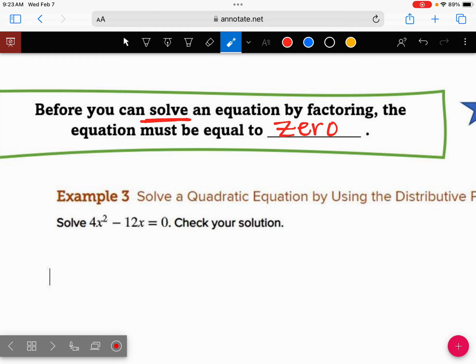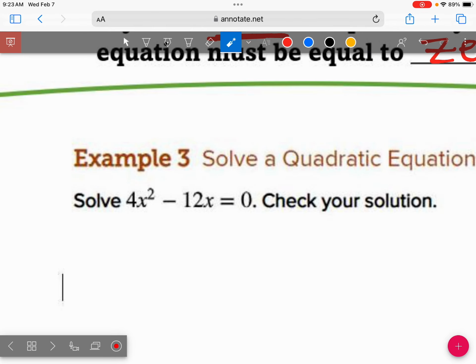Okay, so when I look at example 3, first of all, is it set equal to 0? Yes. Okay, so now let's look for a GCF. 4x squared, and then 12 can be broken down to what? 4 times what is 12? And if you're not sure, take out your charts.